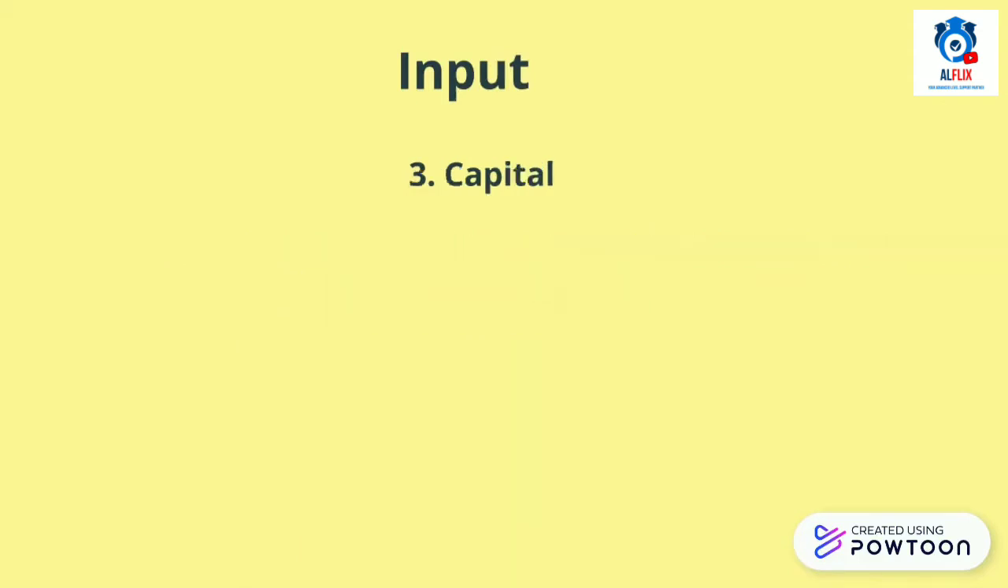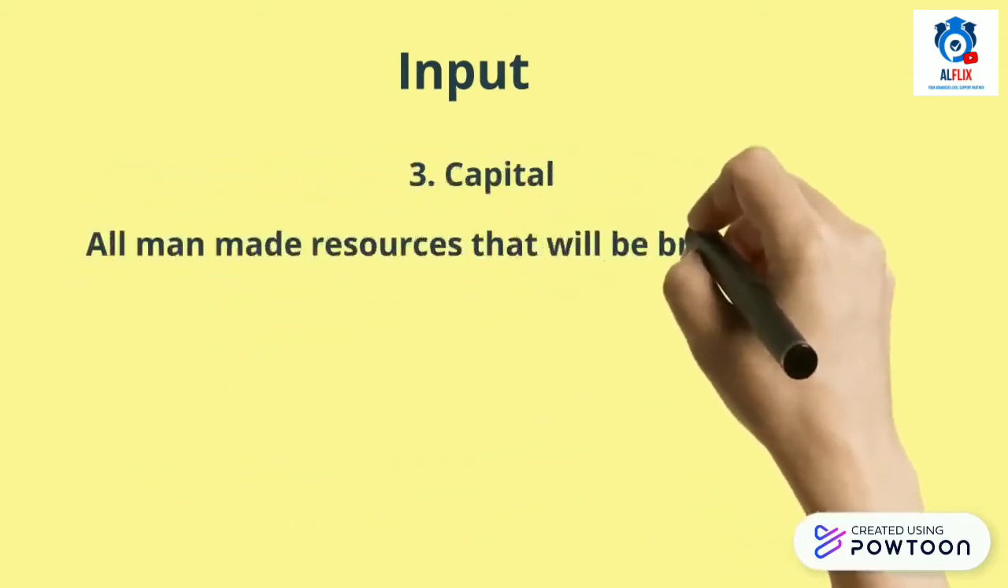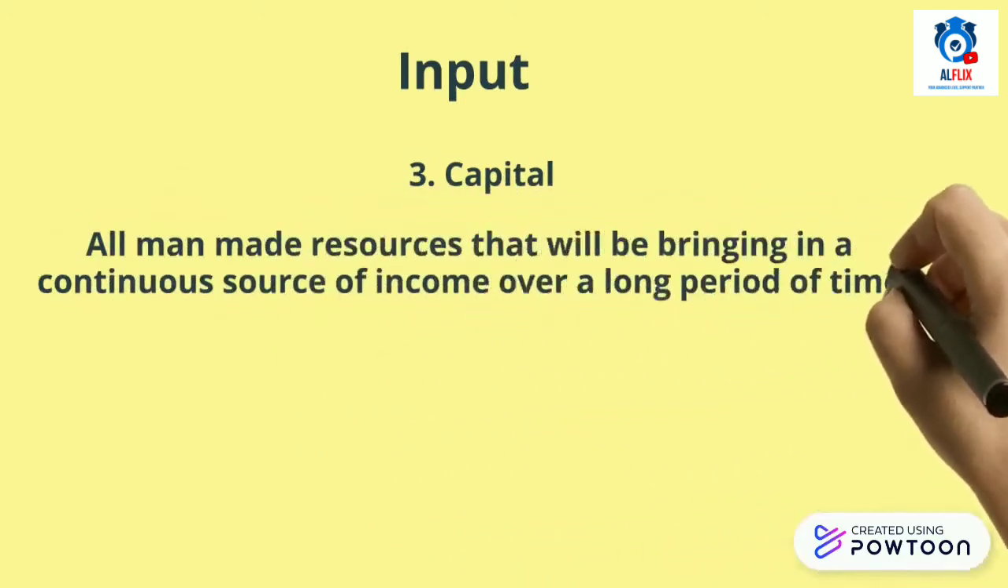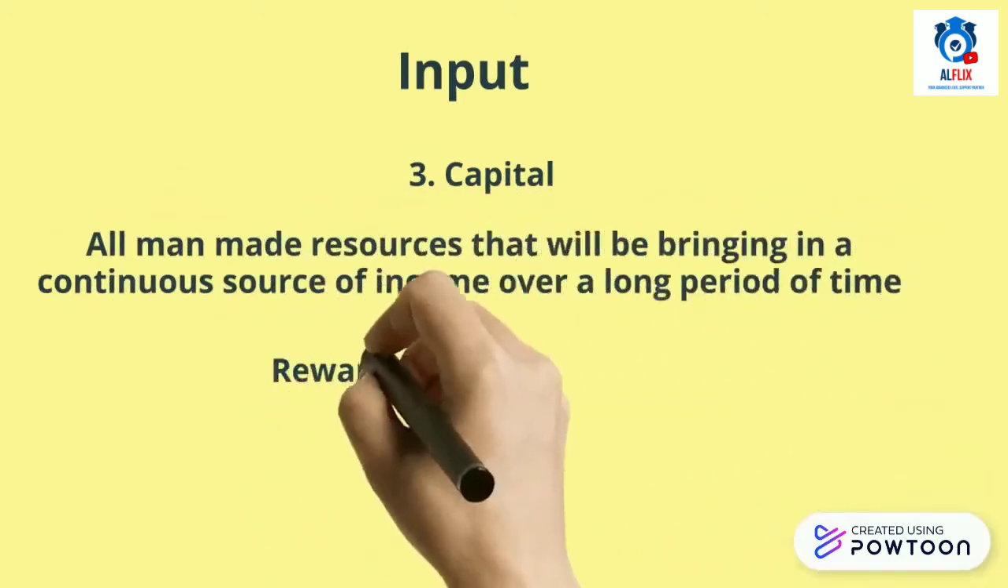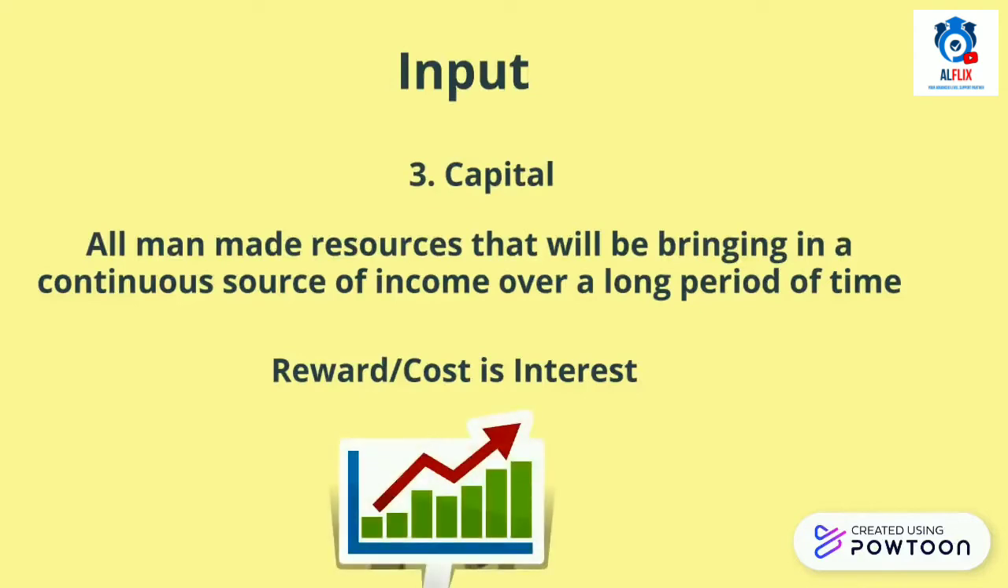The next one is capital. All man-made resources that will be bringing in a continuous source of income over a long period of time are known as capital. The reward or the cost of capital will be interest. Examples for capital could be cash brought in by the owners, profits that are retained, etc.